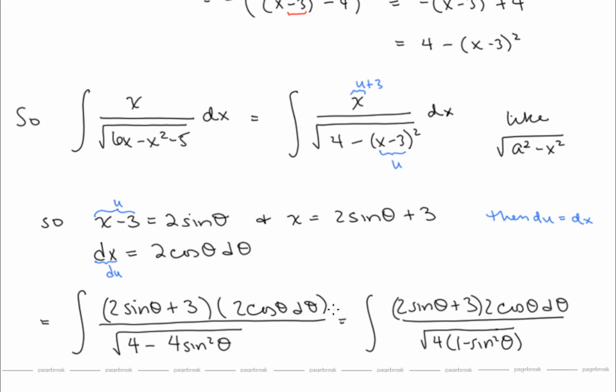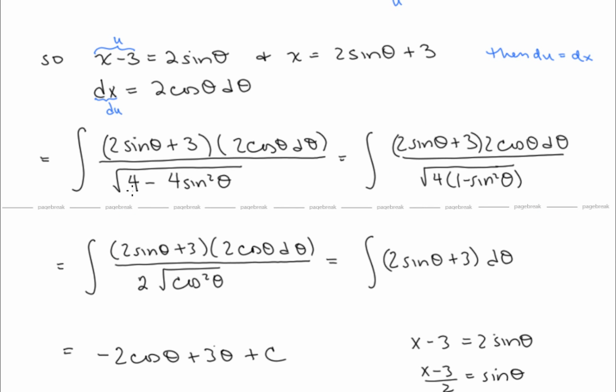Or if you're more comfortable using a u substitution first, you could let u equal x minus 3, and then with that, du would be equal to dx. And then we would make the substitution u is equal to 2 sine theta, and then du would be 2 cosine theta d theta, and we'd end up in the same place.